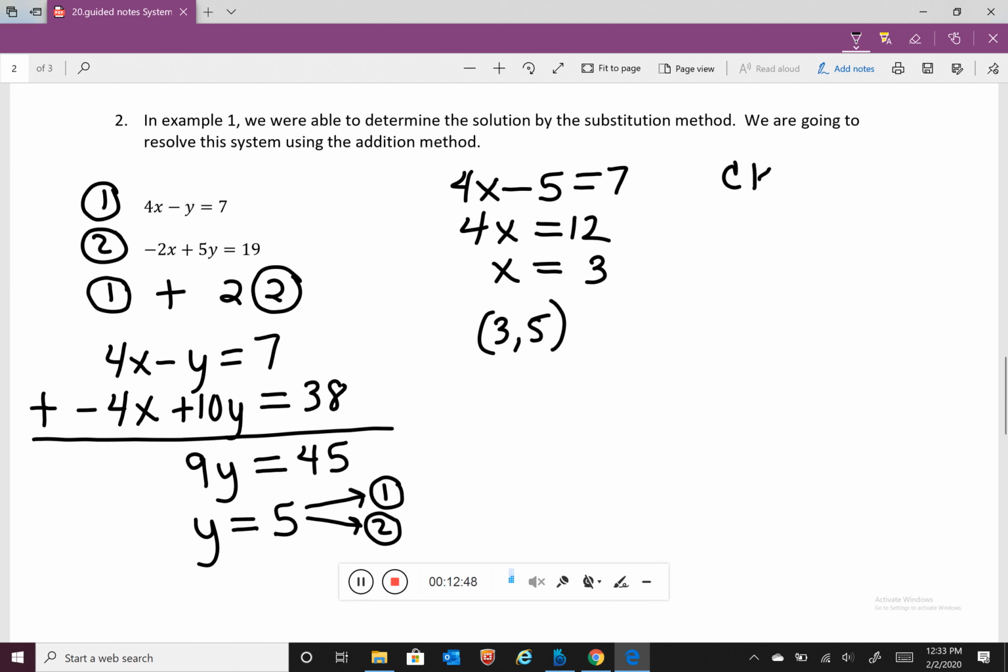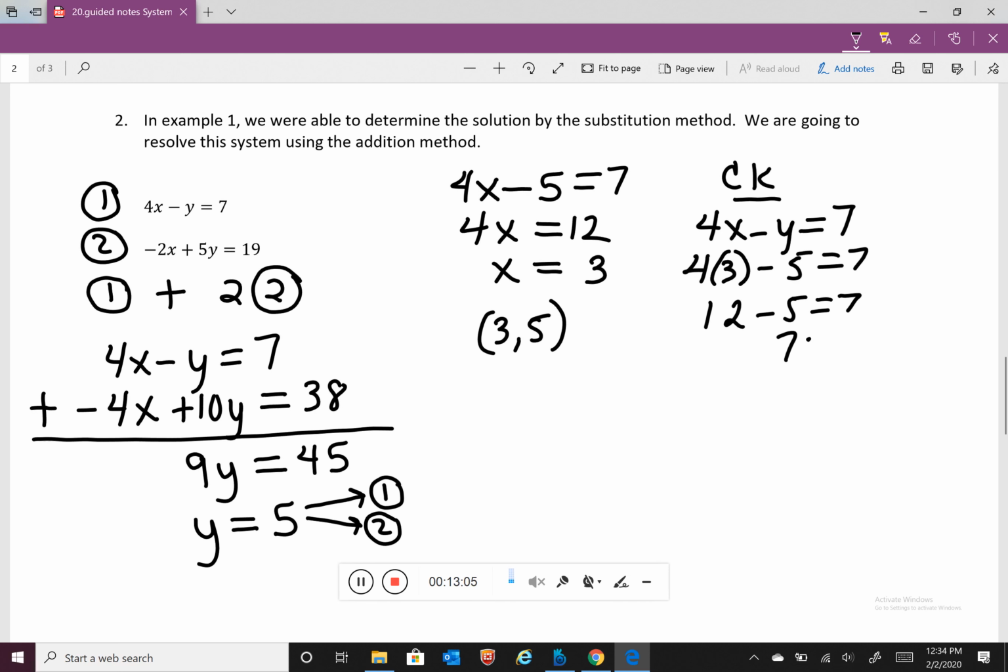And I am going to take some time just for practice. I'm going to make sure we're okay here. What if I made a mistake with both my substitution method and addition method? So I'm just going to take a few moments. It does not take long at all, does it? So 12 minus 5 is 7. Finish your check always. 7 equals 7. That makes me feel good.